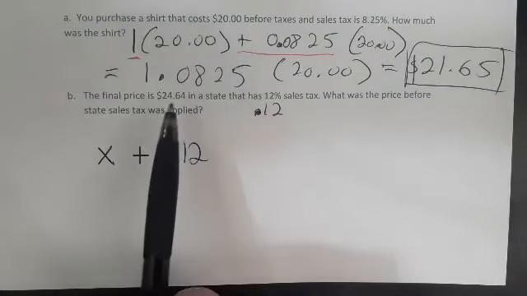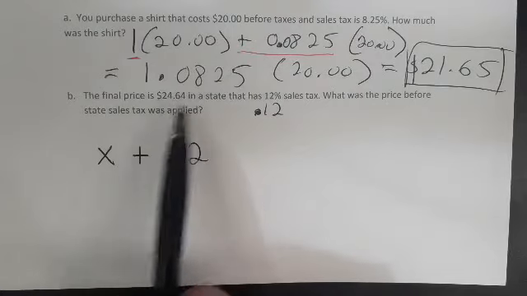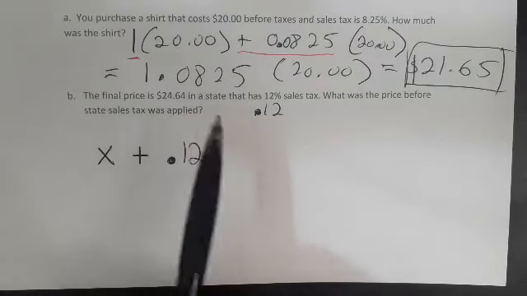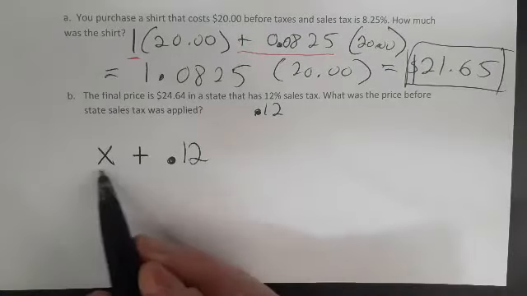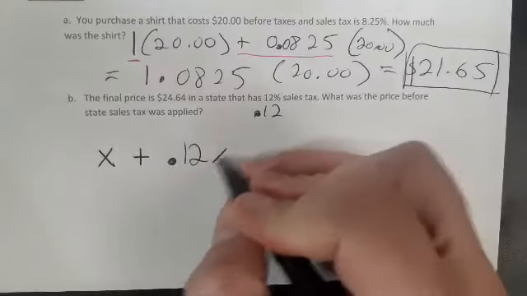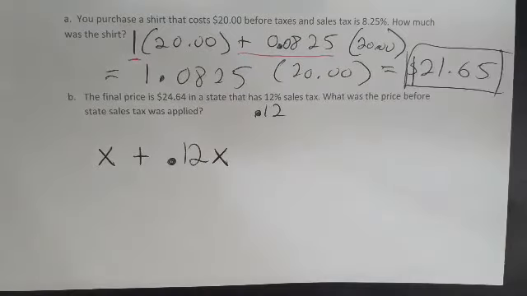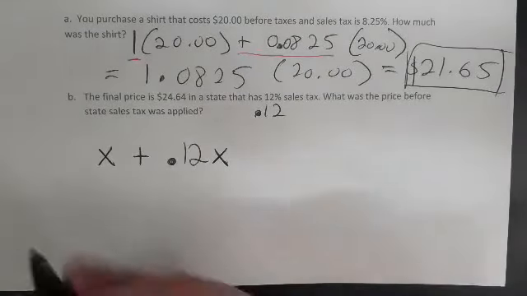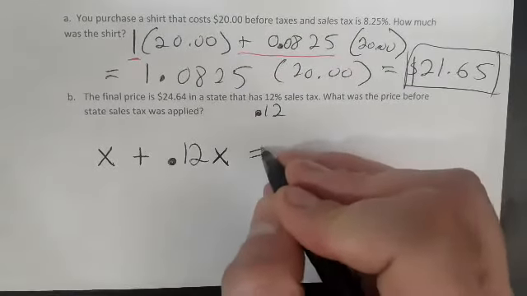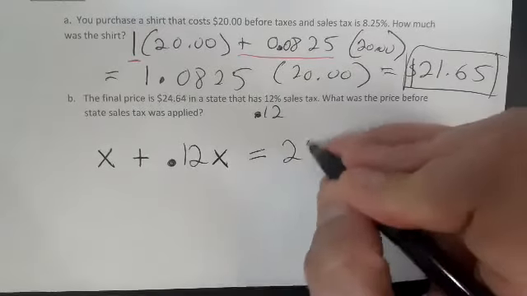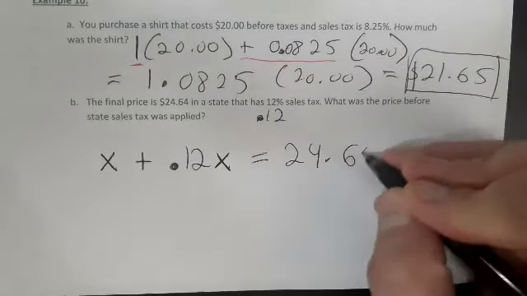It's not of the 24.64. So that is a really common mistake. People will try to take 12% of the 24.64. That's not the whole amount that we're talking about. The whole amount that we're talking about is the original price, which is my X. And when I add these together, I should be getting the price with tax on it.